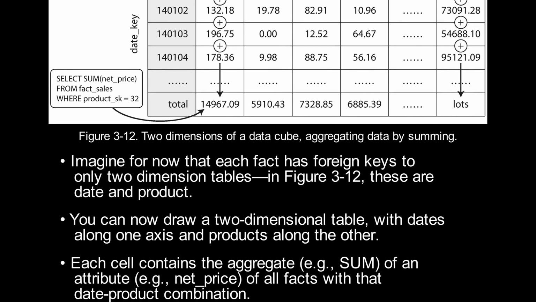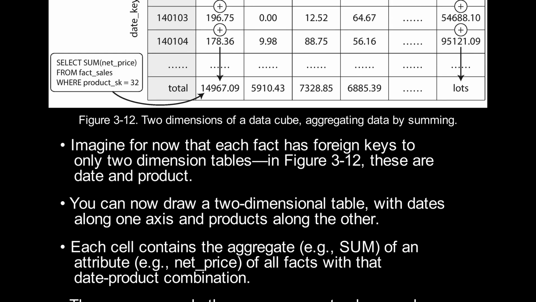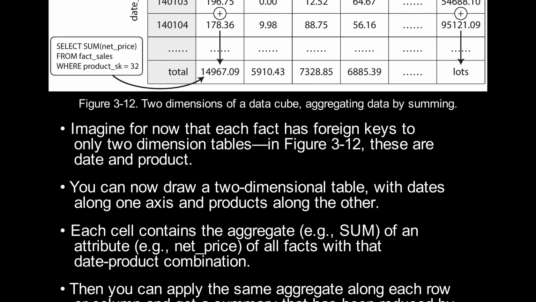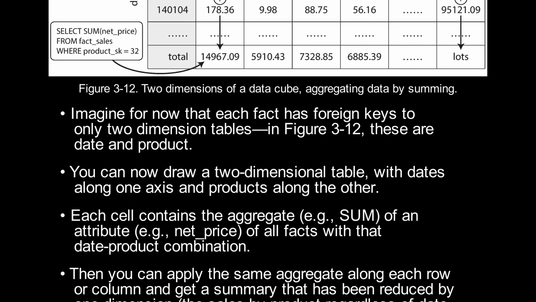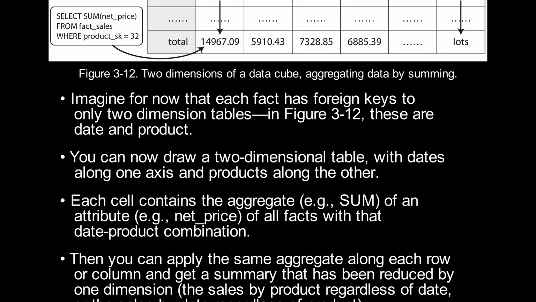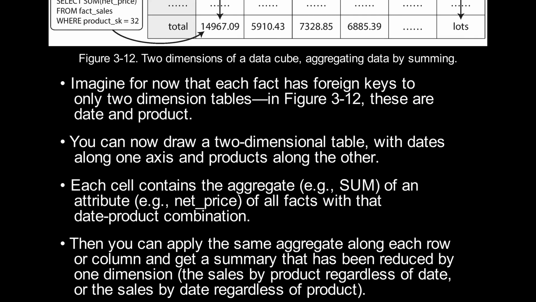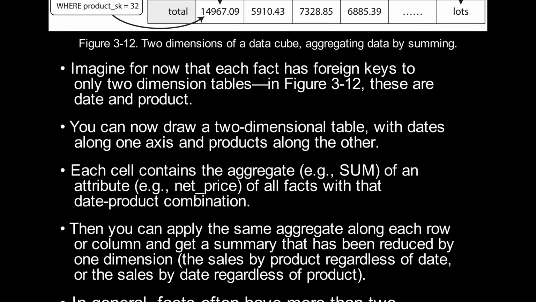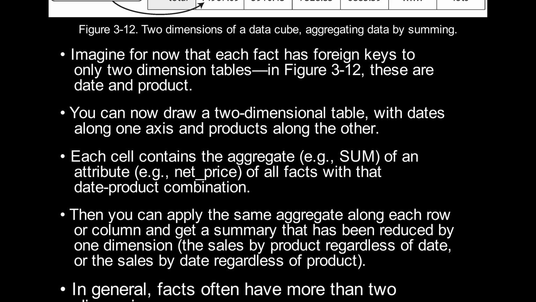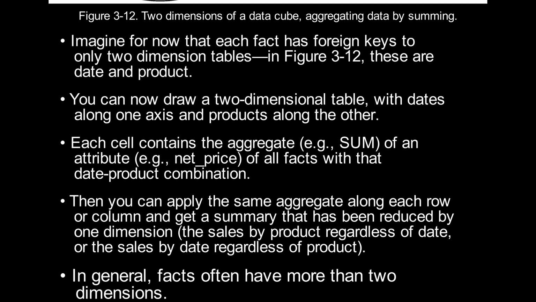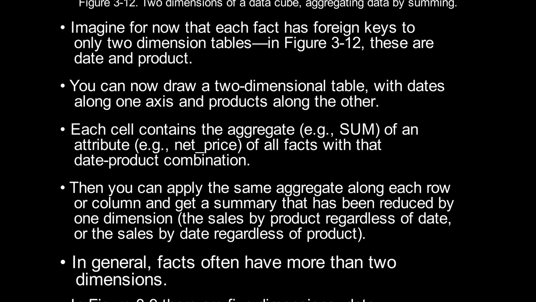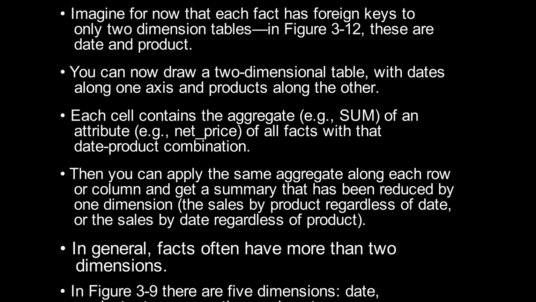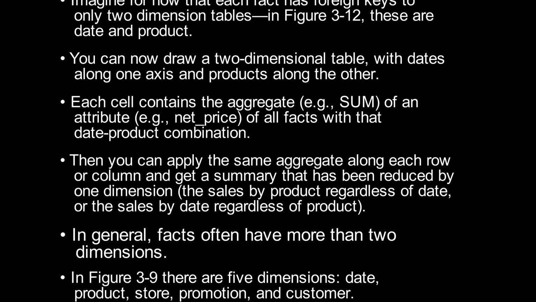You can now draw a two-dimensional table with dates along one axis and products along the other. Each cell contains the aggregate, for example the sum of an attribute such as net price, of all facts with that date-product combination. Then you can apply the same aggregate along each row or column and get a summary that has been reduced by one dimension: the sales by product regardless of date, or the sales by date regardless of product.